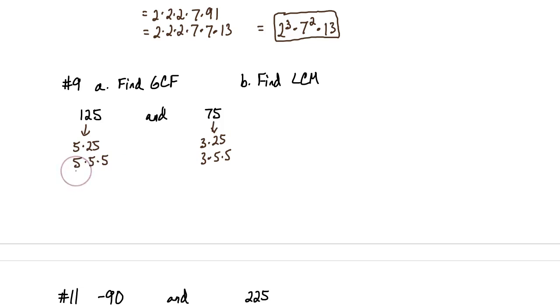125 has a factor of 5. Does 75? Yes, it does. I'm going to circle a 5 from here and a 5 from here. 125 has another factor of 5. Does 75? Yes, it does. I'm going to circle another common factor of 5.